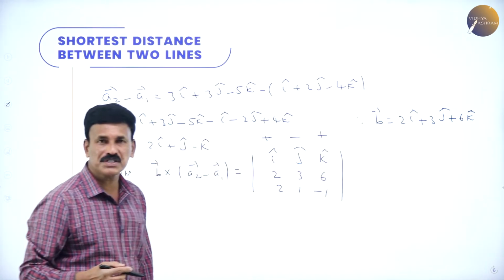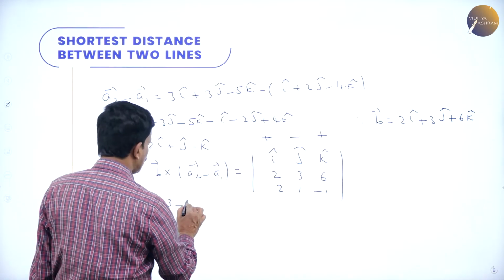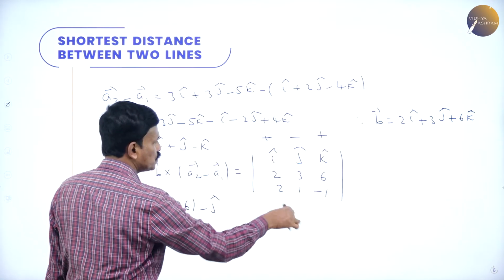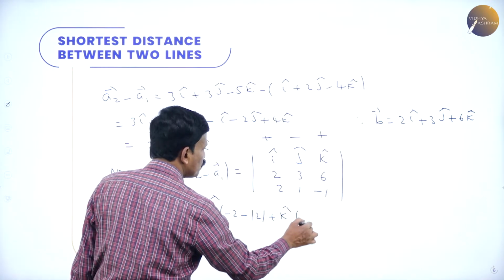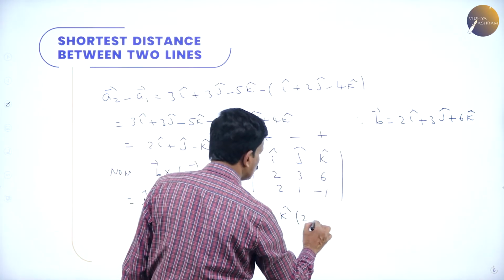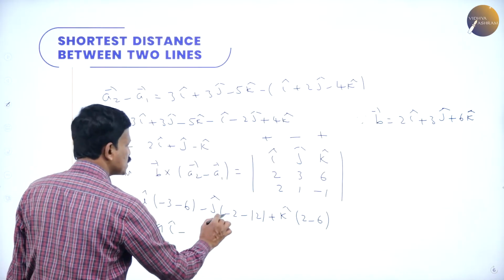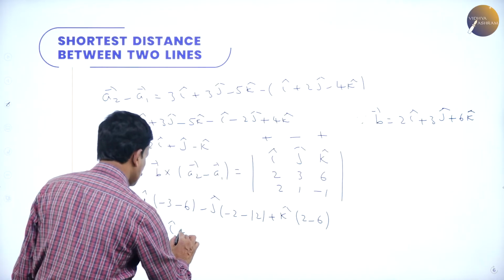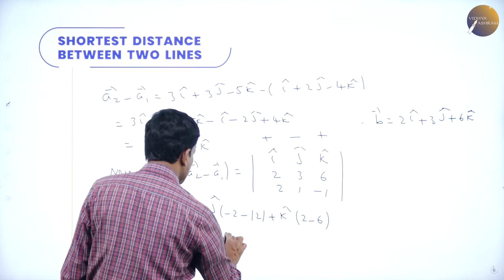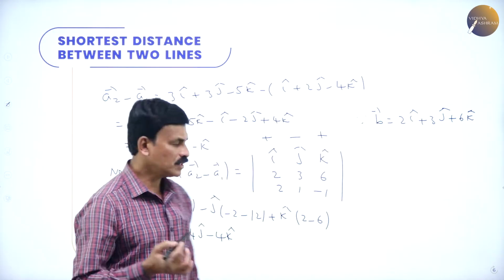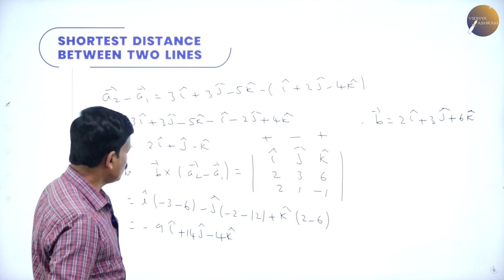Expand with respect to the first row. Plus, minus and plus. This can be written as i into minus 1 3s are 3, minus 1 into 6 is 6, minus j into, this row and column is deleted, minus 2 1s are 2, minus 6 2s are 12, plus k cap into, this row and column is deleted, 2 1s are 2, minus 2 3s are 6. So this is equal to minus 9i, minus 12 minus 2 is minus 14, minus into minus plus 14j, 2 minus 6 is minus 4k. Hope you followed. Now that is B cross A2 minus A1 is equal to minus 9i plus 14j minus 4k.